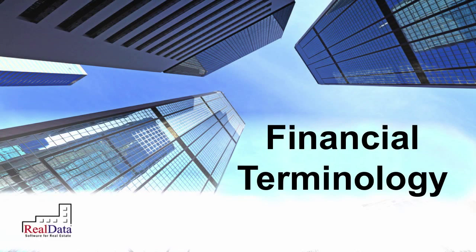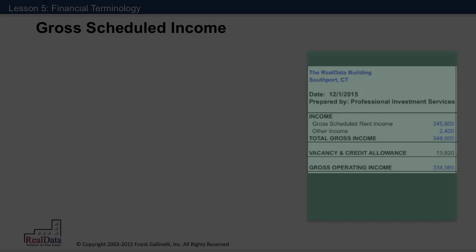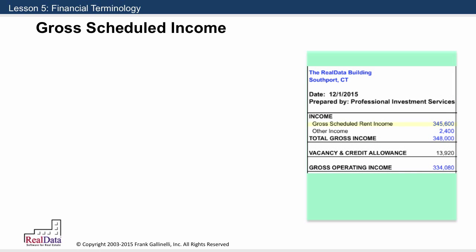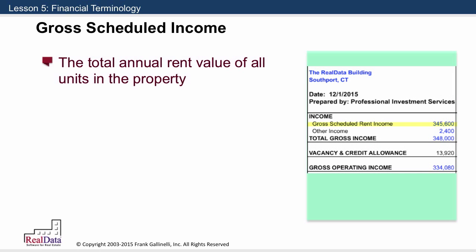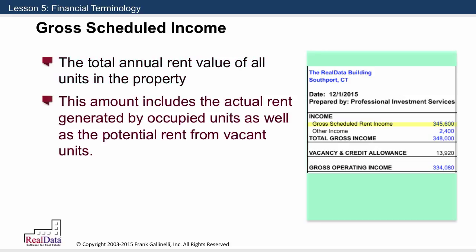Okay, the first of these terms is gross scheduled income. And that's the total annual rent value of all units in the property. This amount includes the actual rents generated by occupied units as well as the potential rent from vacant units. Essentially, this is the top line on your P&L, on your APOD.